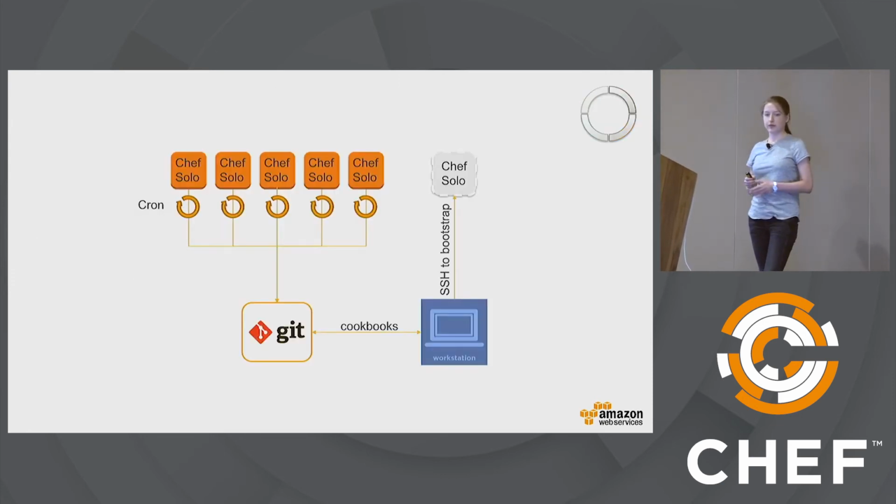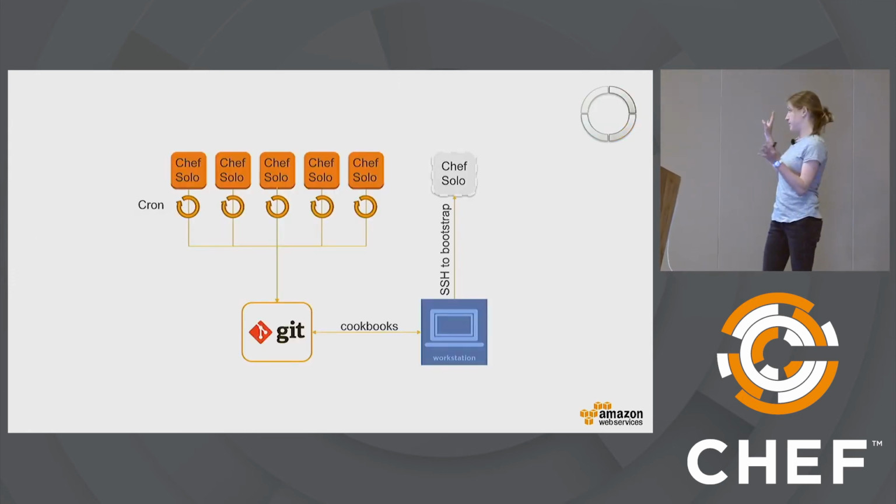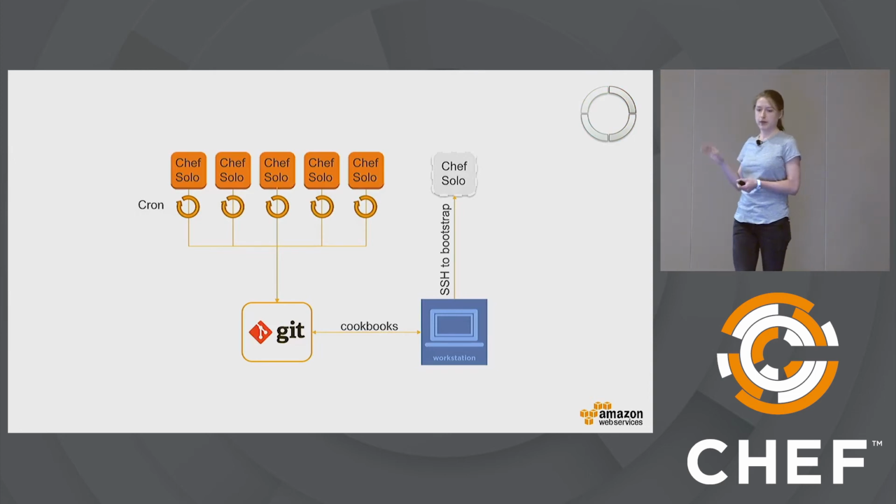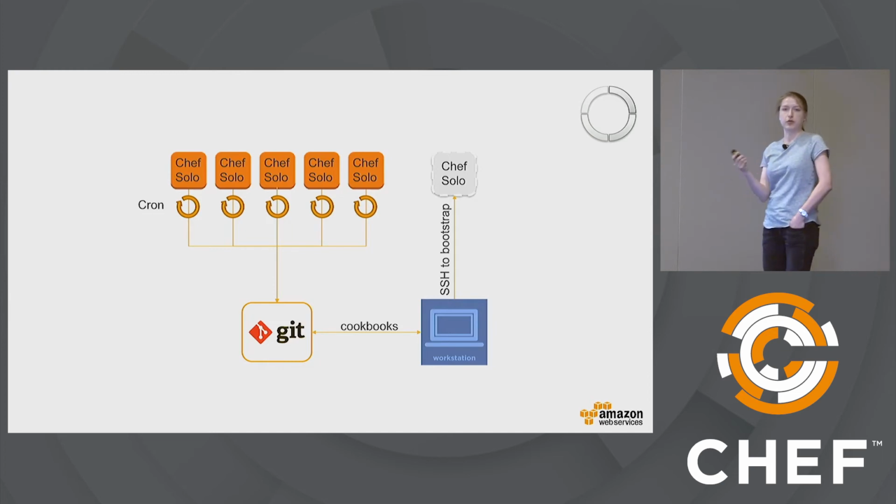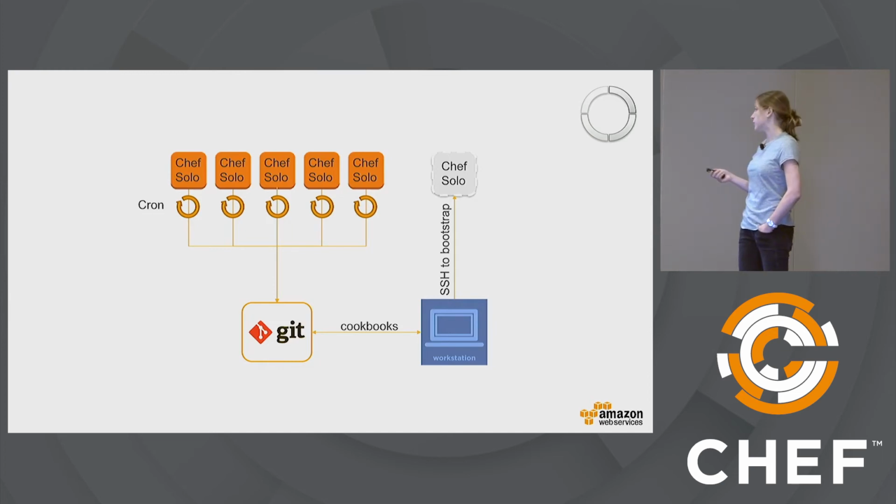Okay, let's move. This is how I imagine where we are moving from. So you have a workstation that runs Chef Solo using Git for storing cookbooks. Chef Solo runs on your instances, hopefully with cron, and then checks out from Git, or some other way you deliver the cookbooks to the node.